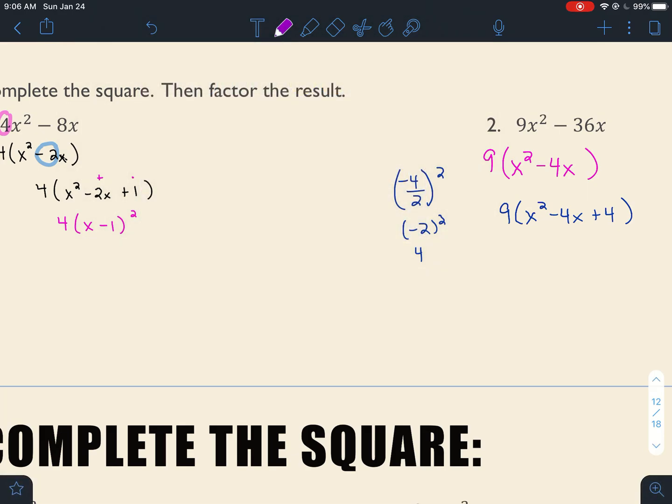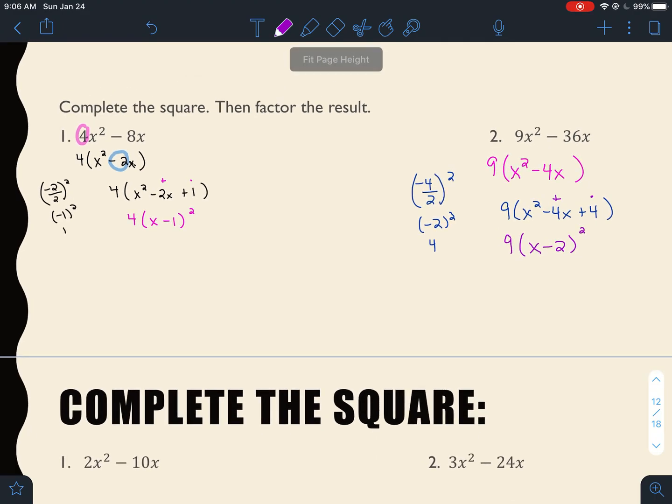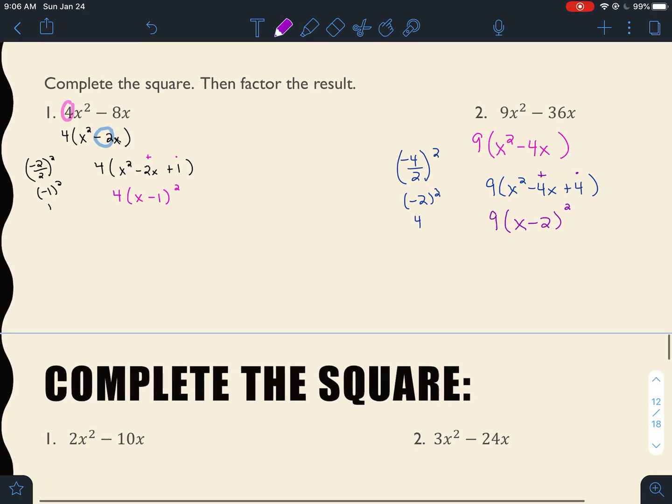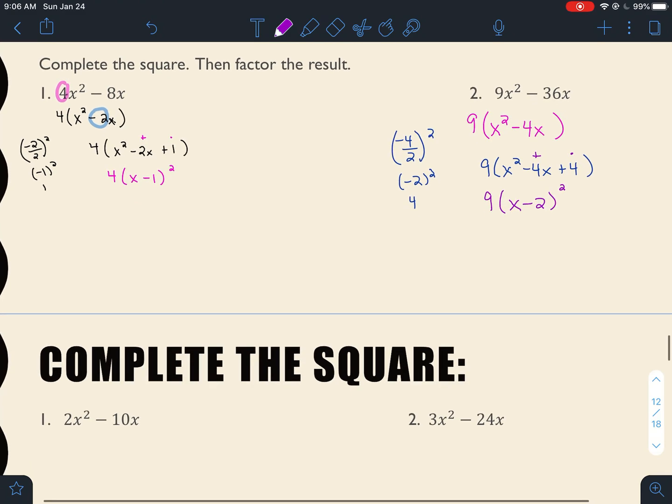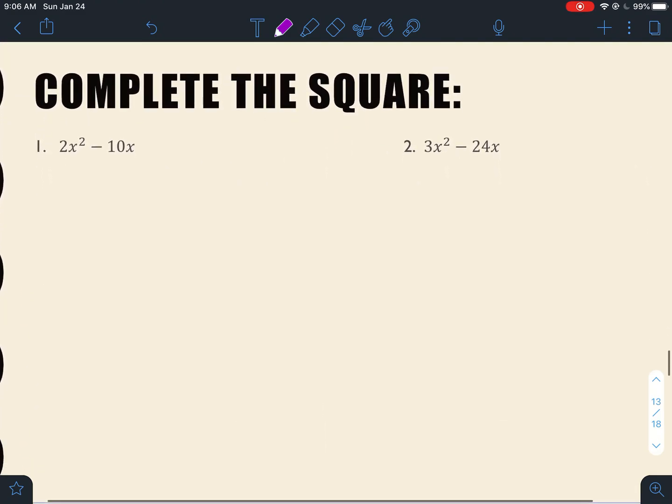And then when I go to factor that, I get 9. And then multiply to 4, add to negative 4 would be negative 2 and negative 2. So that would be x minus 2 squared. So if we want to complete the square, first factor out the a term, if there is an a term, and then complete the square on the binomial that's left. All right, why don't you guys pause the video and try and complete the square for 1 and 2.